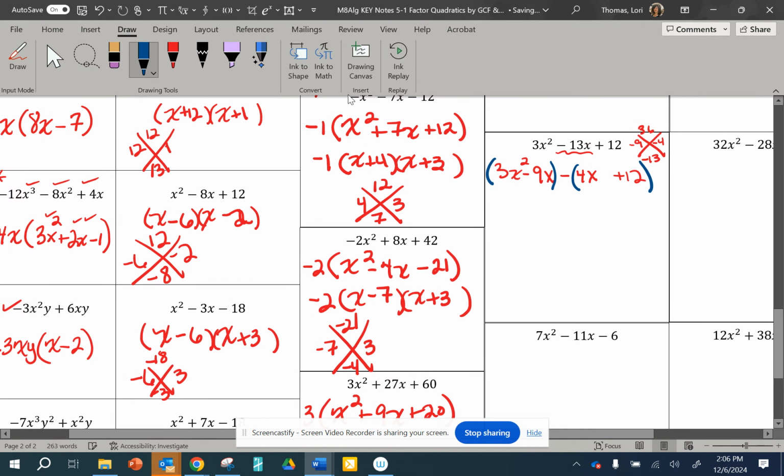We're going to factor out the GCF, 3x, and when we divide 3x from these 2 terms, we're left with x minus 3. Here we're going to have a negative 4, and when we factor out a negative 4 from negative 4x, we get positive x, and then 12 divided by negative 4 is negative 3. Check, check. We're going to write 3x minus 4 as one factor, and x minus 3 as the other factor.